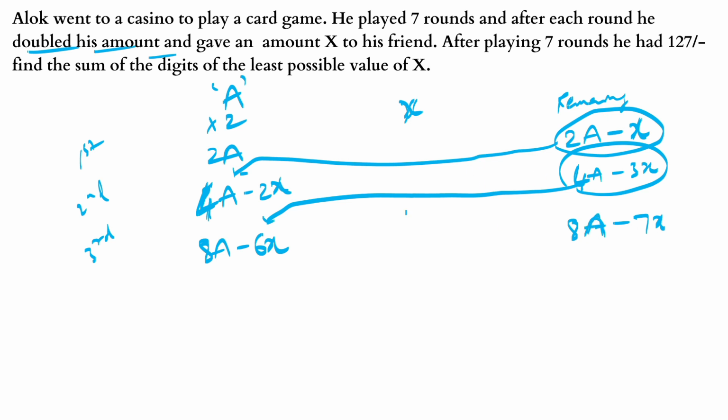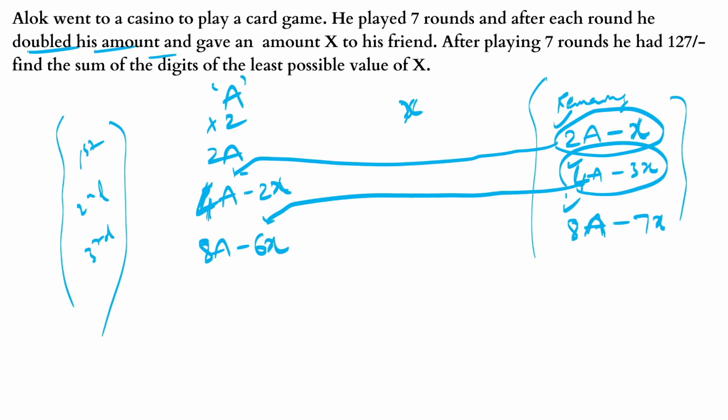Okay, so if you observe, no need to solve for all the 7 rounds. Do you observe any pattern here? See, 2A, 4A, 8A: 2, 4, 8, 2 power 1, 2 power 2, 2 power 3. And 1, 3 and 7: 2 power 1 minus 1, 2 power 2 minus 1 and 2 power 3 minus 1. 2 power 3 minus 1 is 7, 2 power 2 minus 1 is 3, and 2 power 1 minus 1 is 1. This is the pattern. But we are asked to find out after playing 7 rounds. So for the 7th round, it will be 2 power 7 of A, right?